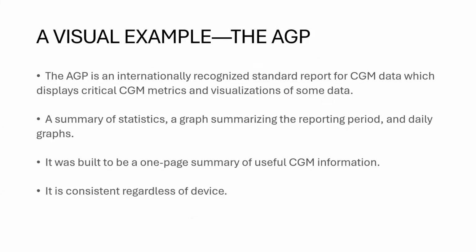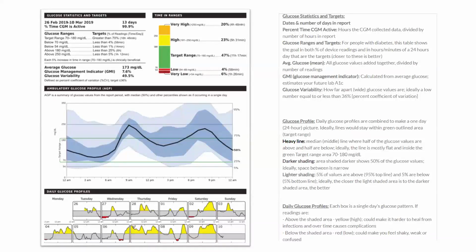So the AGP itself is an internationally recognized standard report. And the wonderful thing about it is that from one company to the next, one manufacturer to the next, they're really going to provide you with the AGP data. They may have a little different color scheme, maybe a little different organization on the page, but you're looking at the same data package in almost the same sort of way. So it's really a one-page summary of some very useful CGM information. Very consistent, very useful, and that's what we'll be talking about. So let's go and do this unpacking portion.